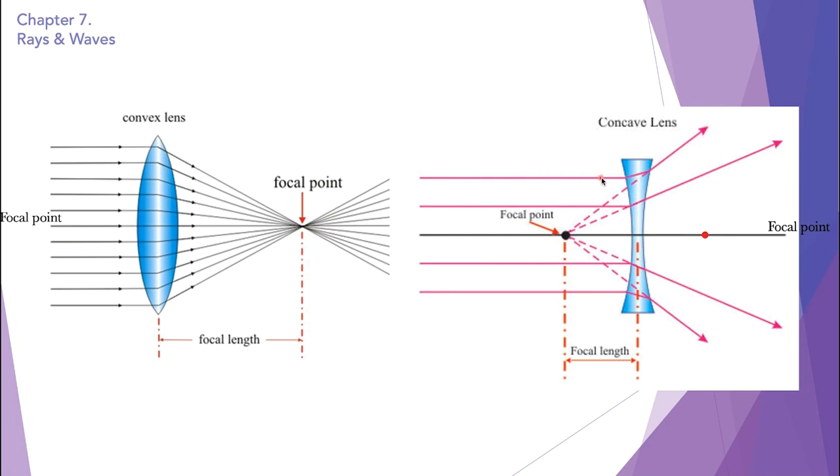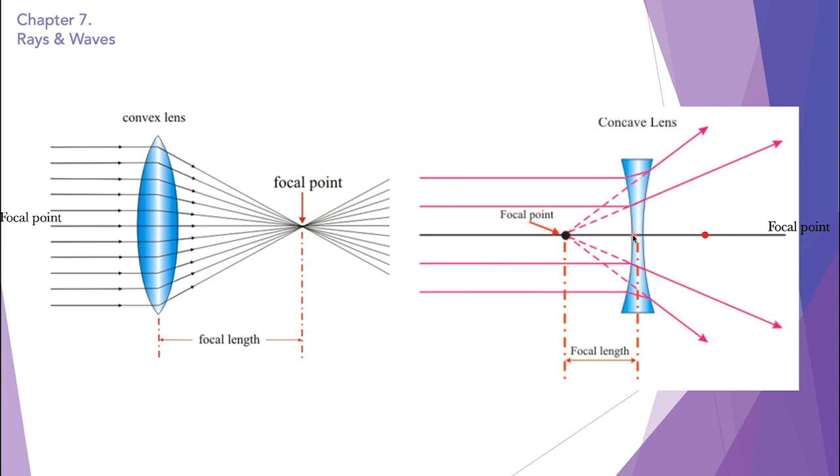So these are the actual rays, and when they pass through a concave lens, they bend like this. But if we extend these rays in their own direction like this, all of these rays appear to converge at some point behind the lens, even though they're not actually converging, but we can assume they are converging. So this point where all of these rays converge in their directions is called the focal point.